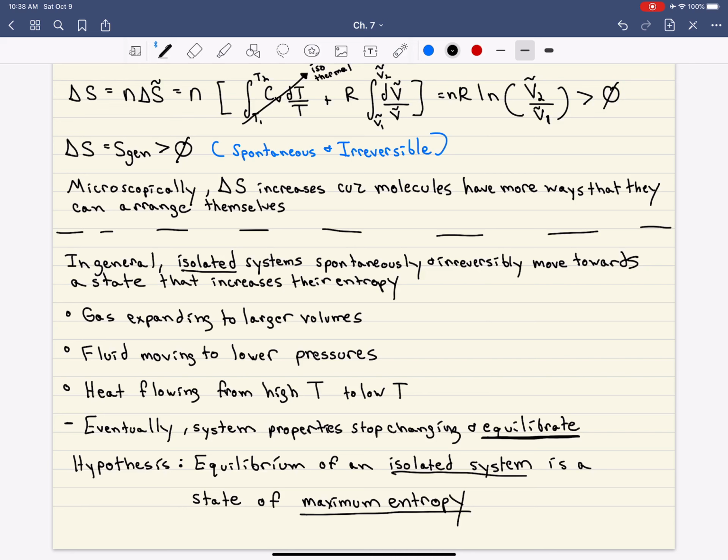And so that is our hypothesis about why systems behave the way they do, why they move towards states that increase their entropy, and then once they reach a state of maximum entropy, why they don't change anymore. And so we're going to say that equilibrium is going to be the state in which the system has maxed out its entropy.